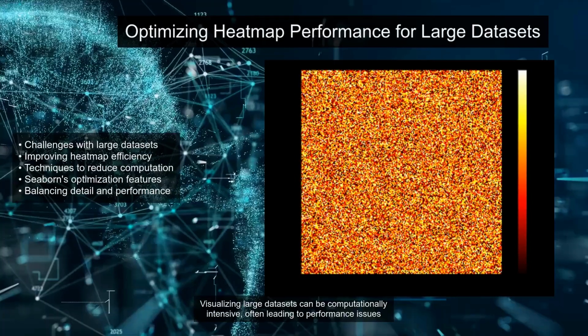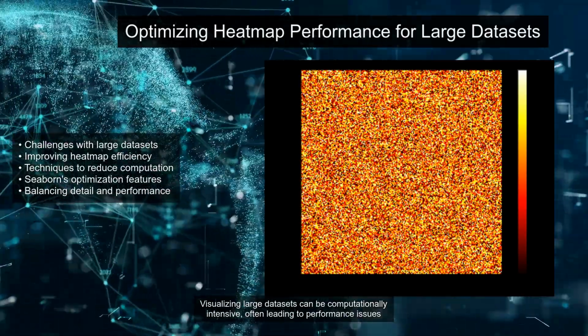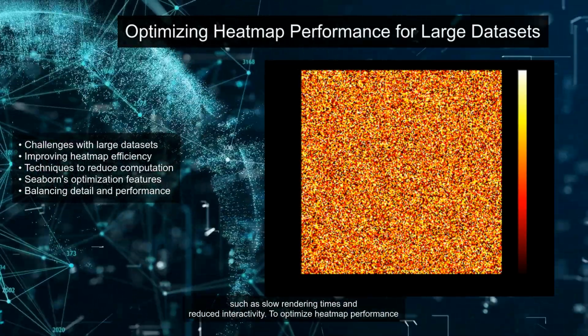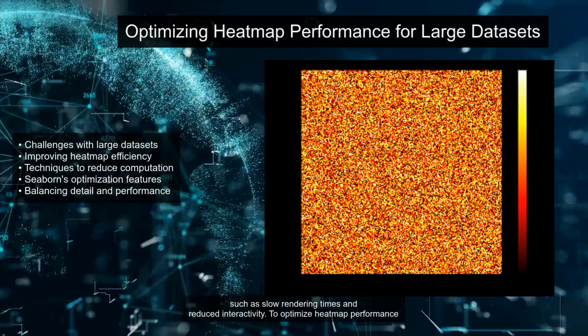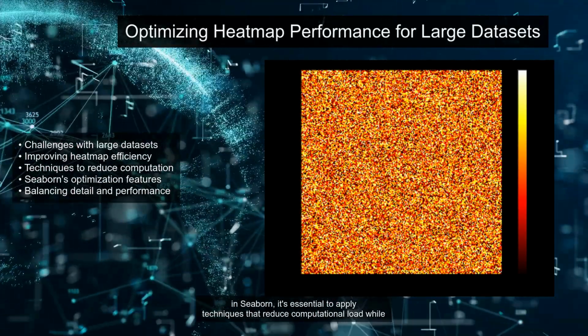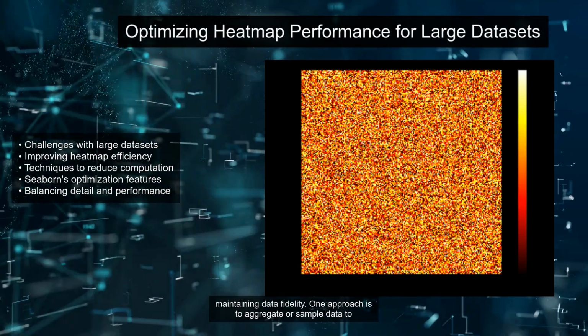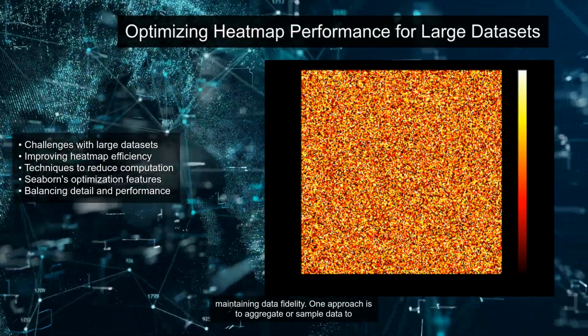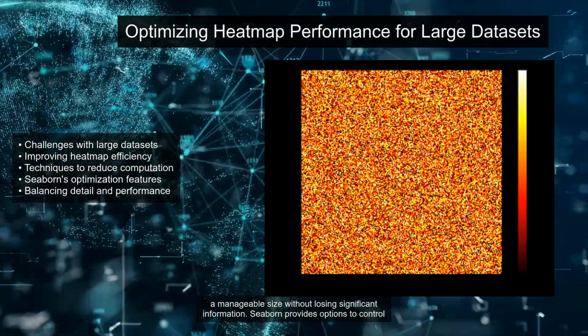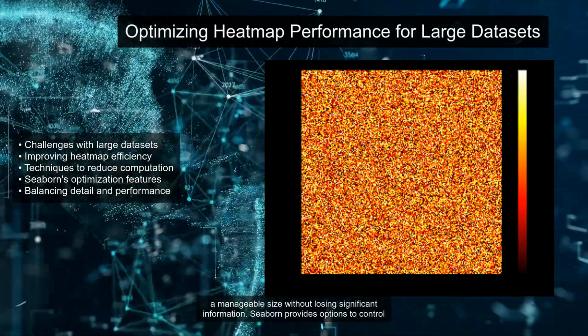Visualizing large datasets can be computationally intensive, often leading to performance issues such as slow rendering times and reduced interactivity. To optimize heat map performance in Seaborn, it's essential to apply techniques that reduce computational load while maintaining data fidelity. One approach is to aggregate or sample data to a manageable size without losing significant information.